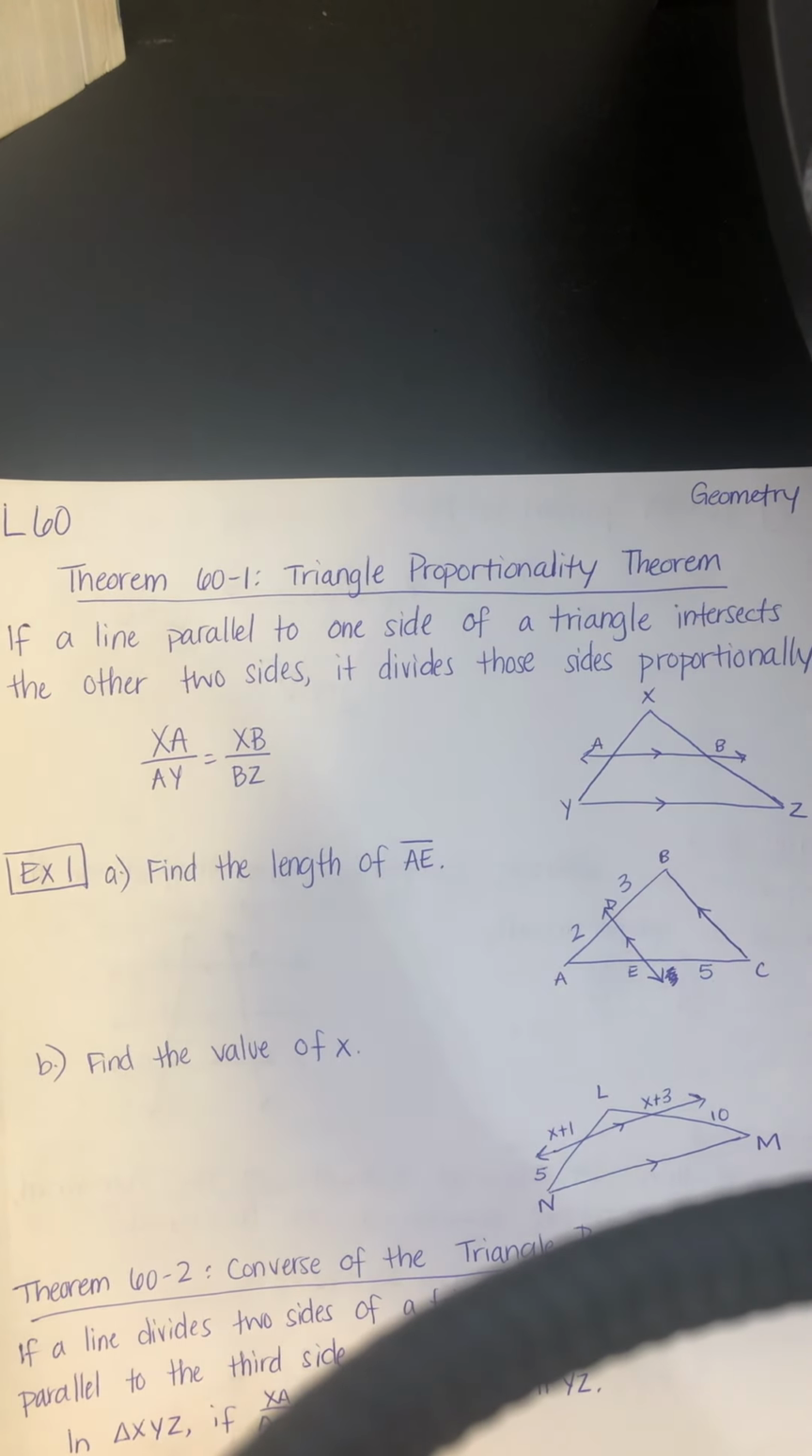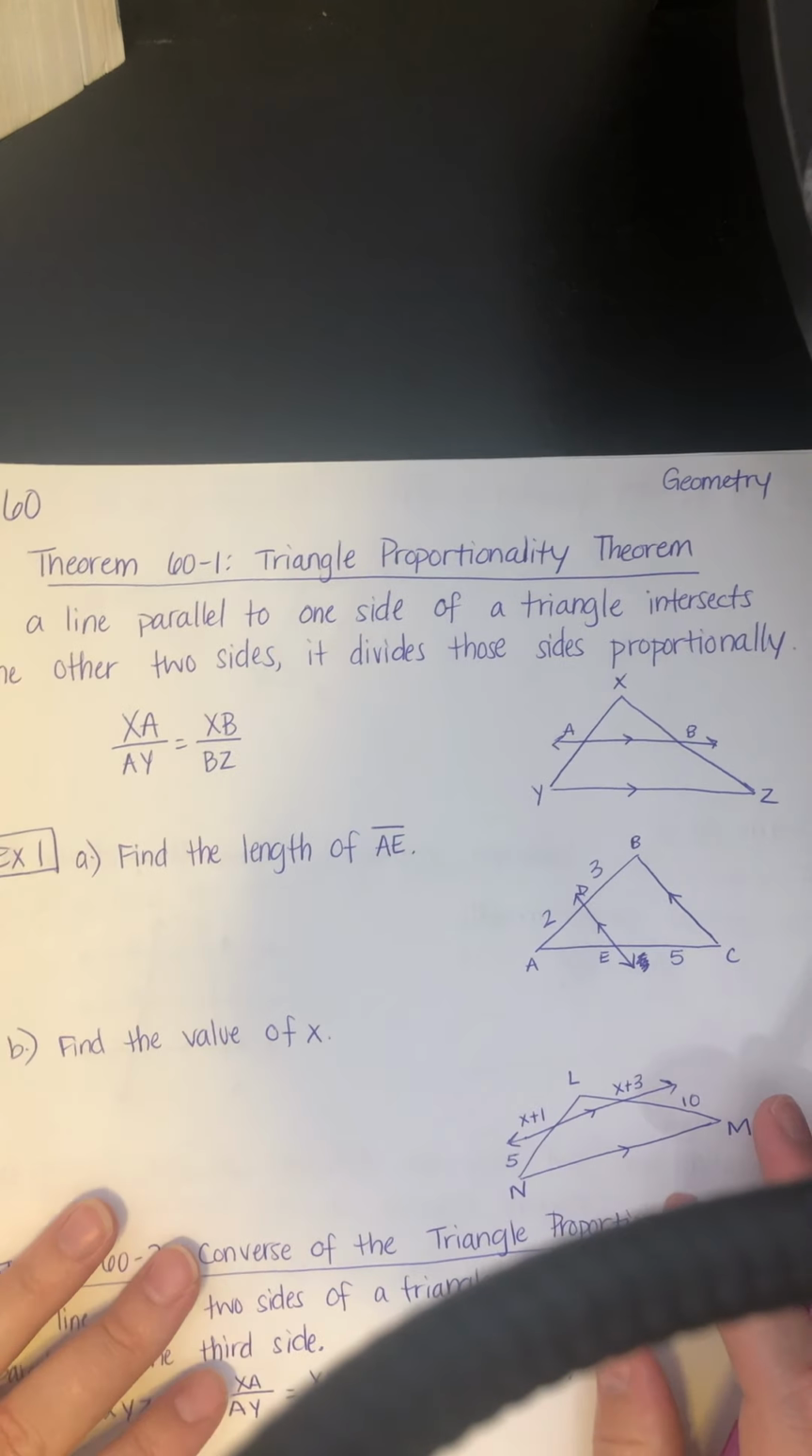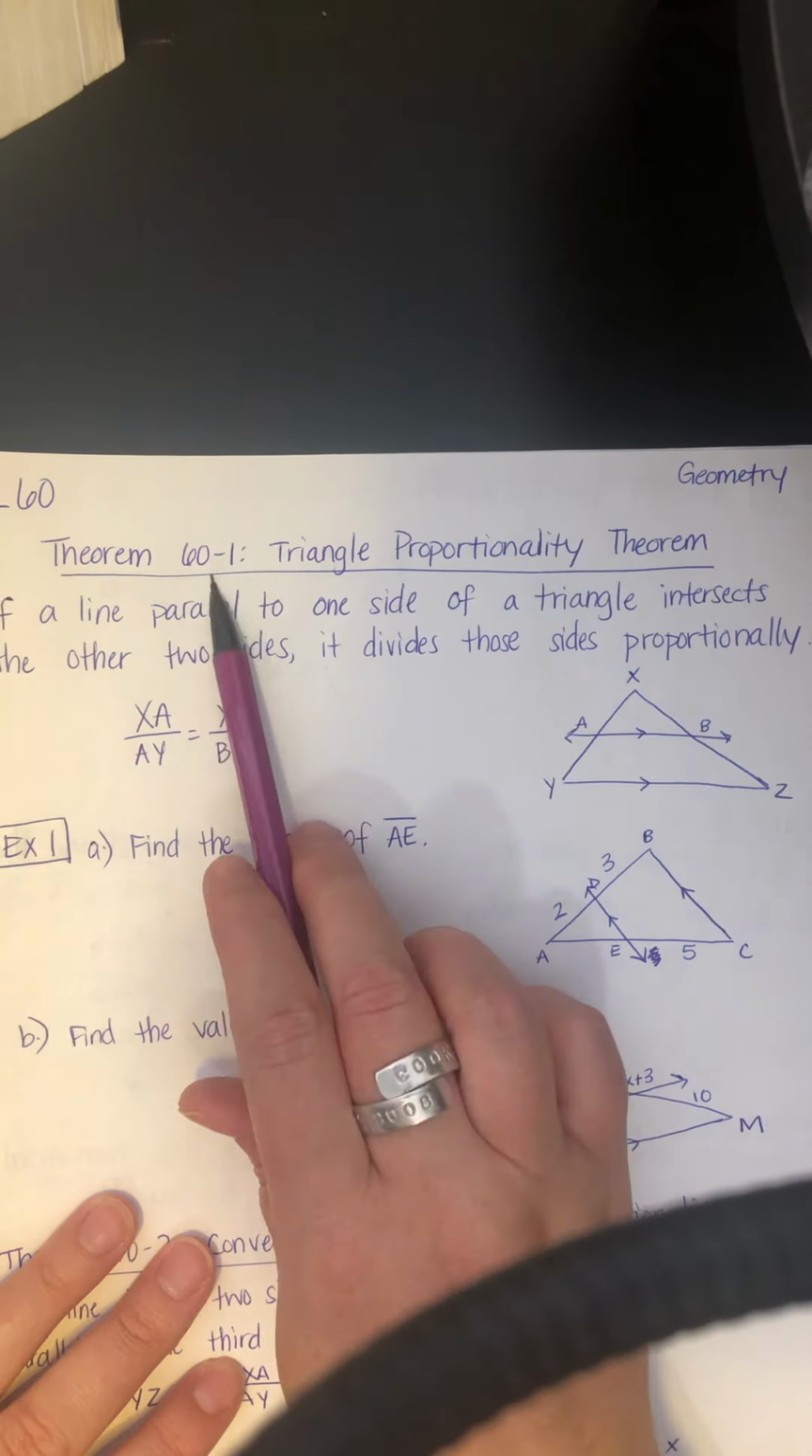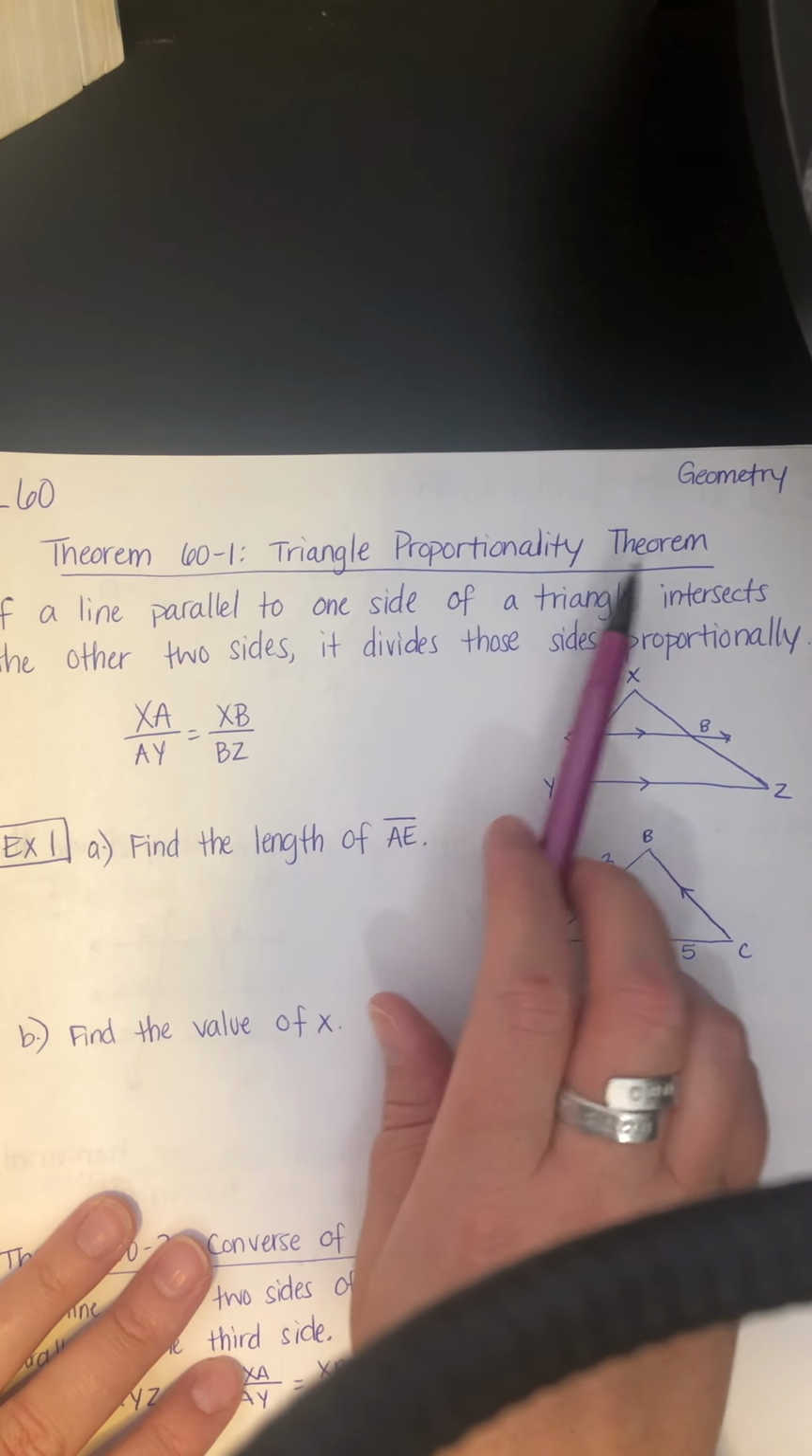Geometry Lesson 60, Proportionality Theorems. So, we're going to talk about proportions today. Theorem 60-1 is the triangle proportionality theorem.